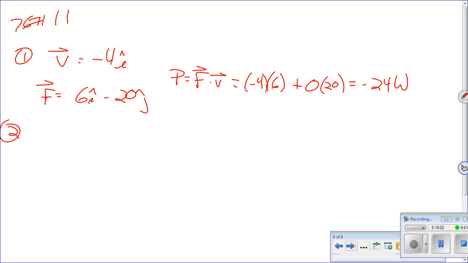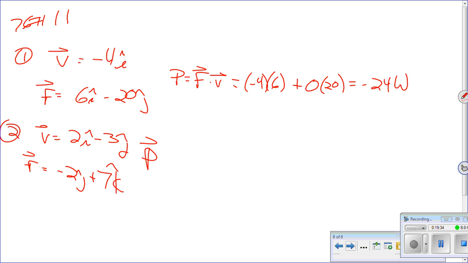I think they're all written as unit vectors. Yeah, unit vector notation. So number 2, we get the velocity is 2I minus 3J, and the force is negative 2J plus 7K. So what's my power there going to be, guys? 6, right? There's no I components, no K components. So it's just going to be the J. So my power here is 2 times 0 plus negative 3 times negative 2 is 6. And then 7 times 0, right? So you get 6 watts on that one.